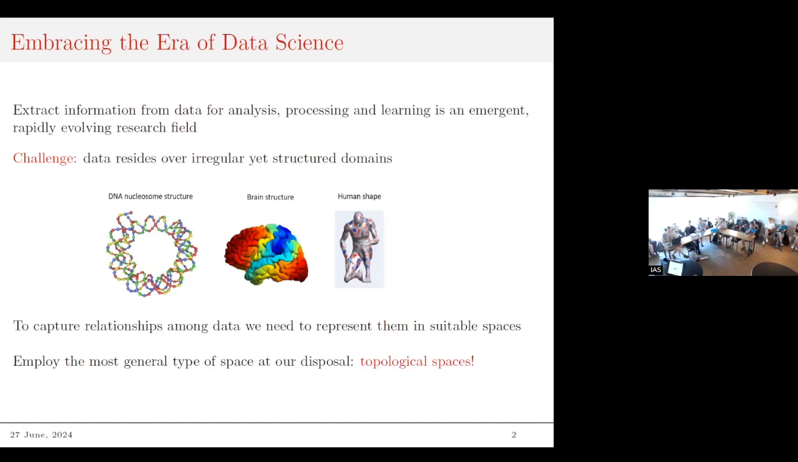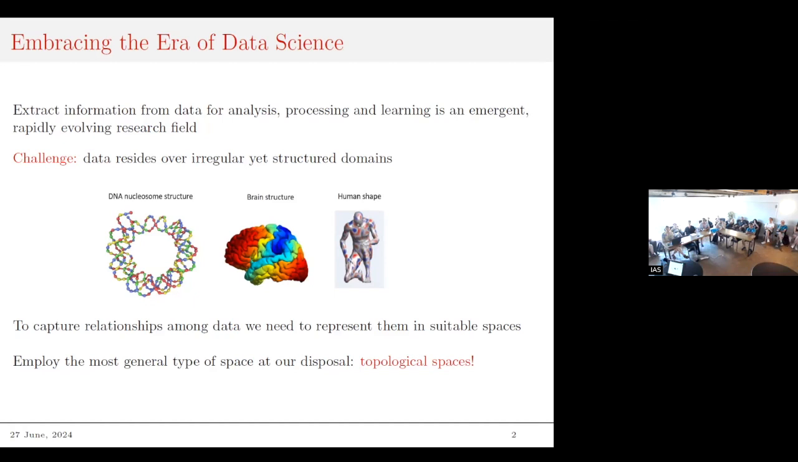And these data, anyway, have a structure. Then our goal is to extract as much as possible of the structure from the data. But to capture the relations among the data, we also need to represent data over spaces that are able to capture these relations. And we can employ the most general type of spaces that we have at this moment, and these spaces are topological spaces.